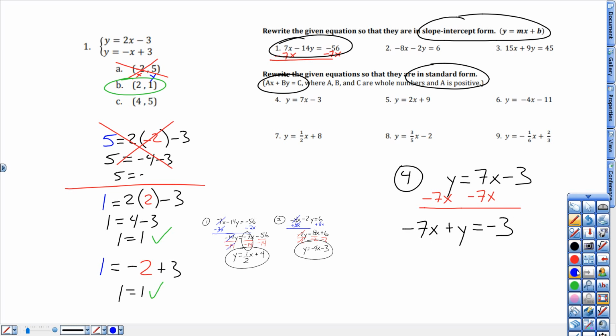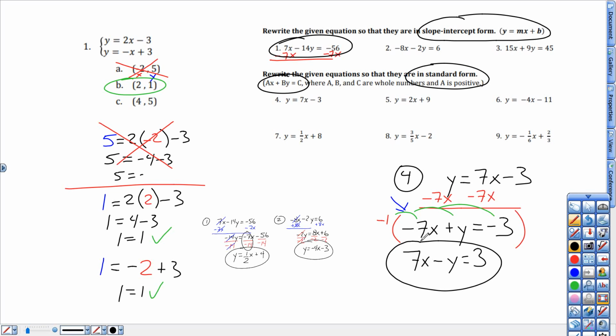I do believe we don't want this first term to be negative. So if I times everything by negative 1, if I distribute a negative 1 all the way through, that will be 7x minus y equals positive 3, I believe. Kind of that's what they want you to do. They don't want that first term to be negative technically.